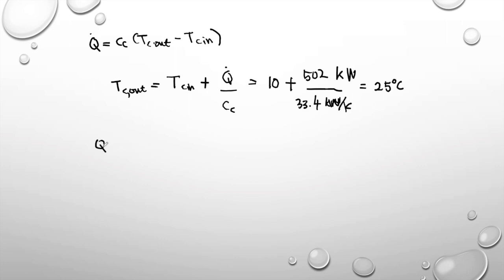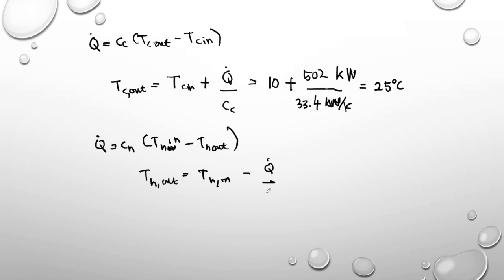And then what about the TH out? Q dot equal to CH times TH in minus TH out. Why is this arrangement of temperature for the hot water in minus out? Because we know the inlet is much higher in temperature compared to the outlet temperature. Therefore, we have to subtract the outlet temperature of the hot water from the inlet temperature. So you rearrange this to find TH out. Your TH out equation will be TH in minus Q dot over CH.